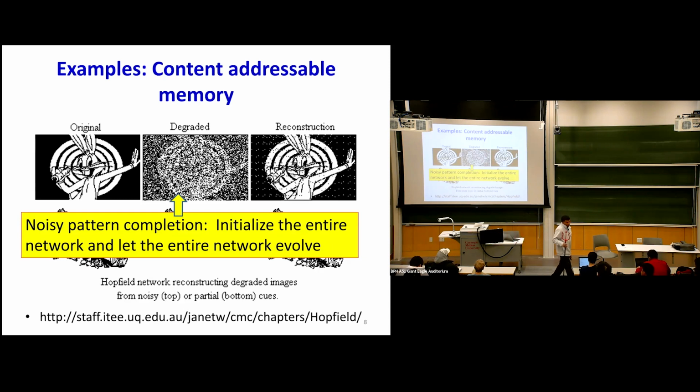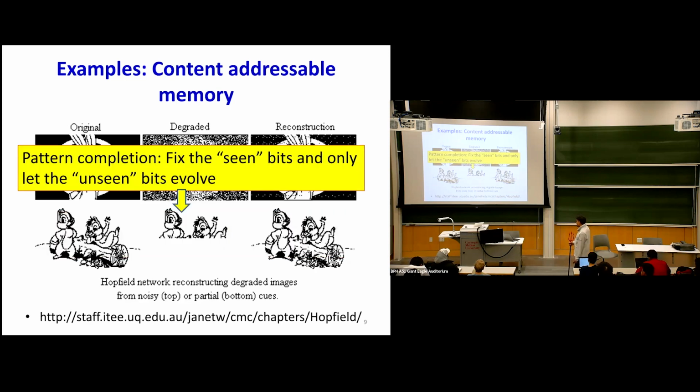So there are two modes of operation. If I'm trying to complete data, then I would have the network and some bits are already set. You know the upper portion of the image over here. There's no need for the upper portion of the image to change anymore. So you'd fix those bits and let only the remaining bits evolve. And it's going to recall the rest of the pattern. So these are the two modes of operation that we can think of.